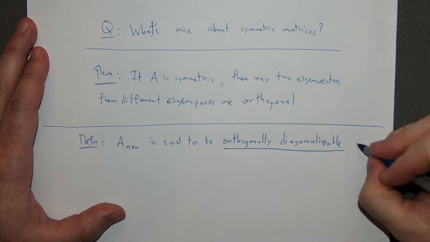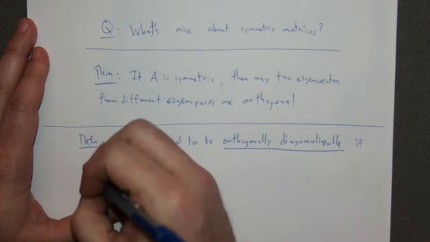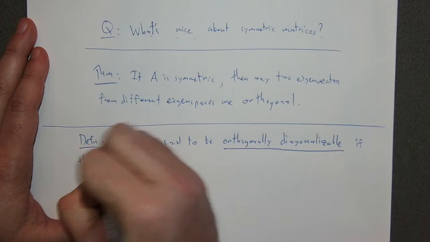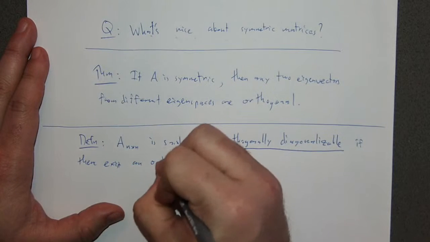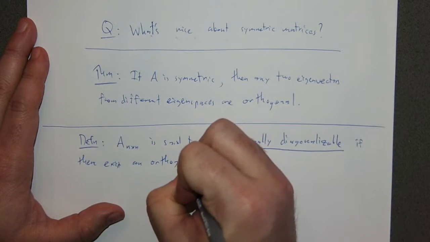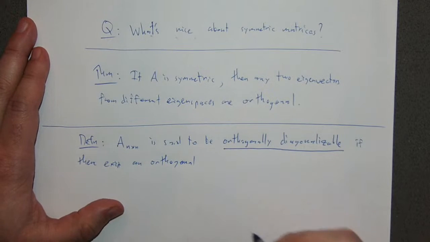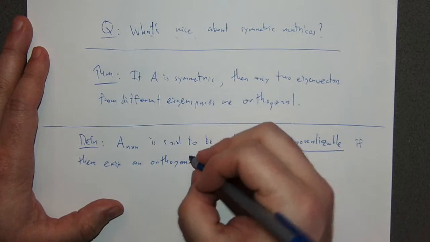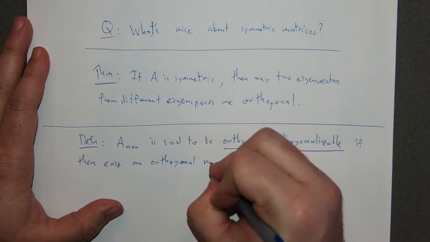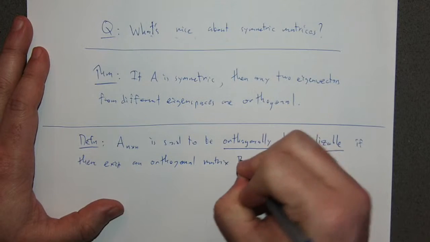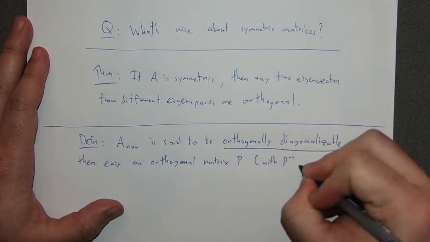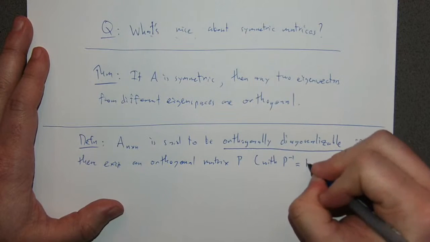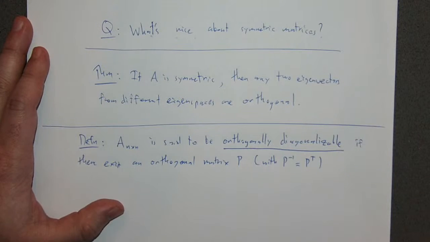Okay, if there exists an orthogonal P, so an orthogonal matrix. Remember, if it's an orthogonal matrix, its columns are orthonormal. So an orthogonal matrix P, and of course, since it's orthogonal, P inverse is the same thing as P transpose.